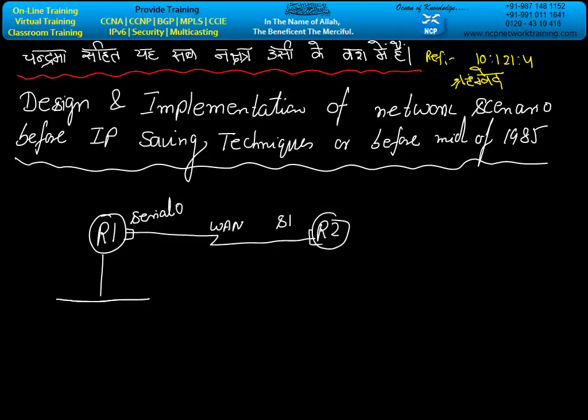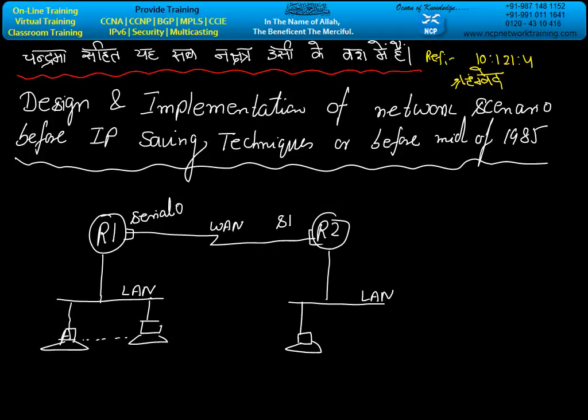This perpendicular line represents the LAN segment, and we have multiple devices, multiple end user machines connected with the R1 router. Similarly, we have lots of machines connected in the LAN of R2.